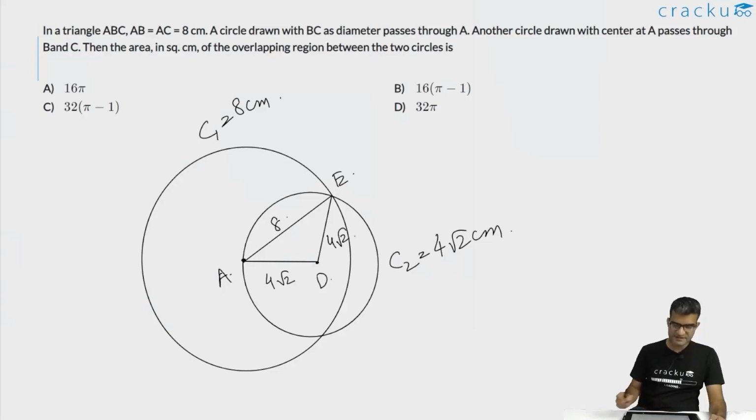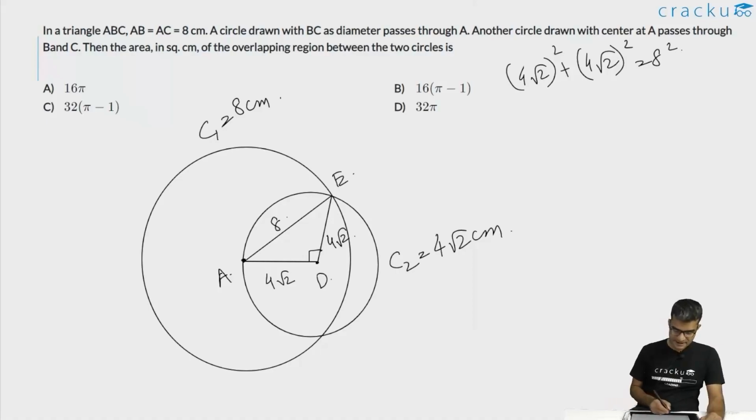What does this tell us? This tells us that this is again a right angle, because 4 root 2 square plus 4 root 2 whole square is equal to 8 square. So using Pythagoras formula, this is a right angle. Similarly, on the other side also, if you are connecting using the same logic, this also will be a right angle. This also is 4 root 2.